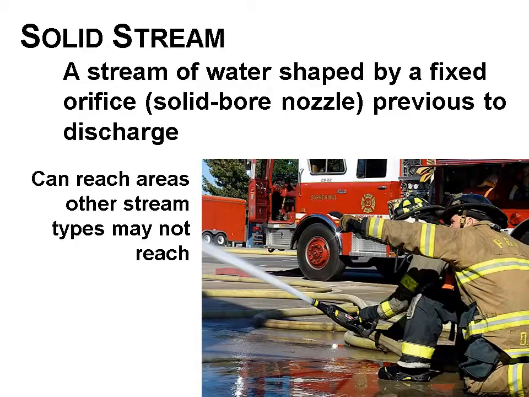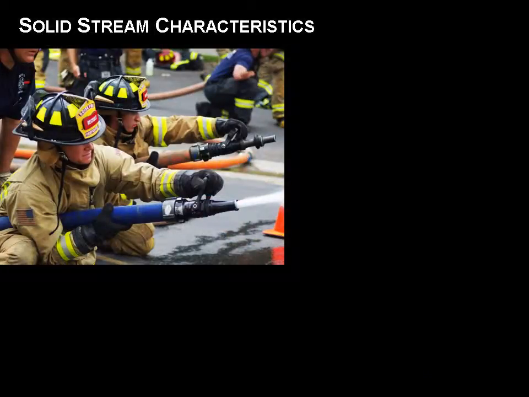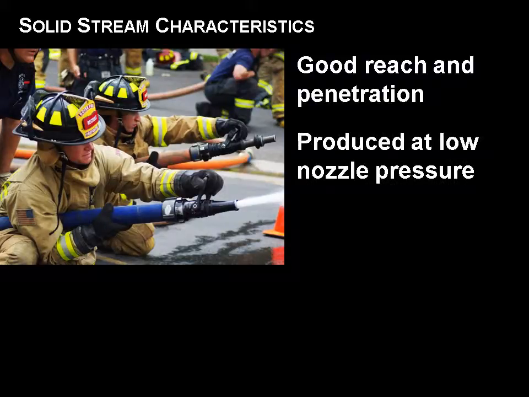They can reach areas other streams may not be able to reach. You get greater reach and penetration into a fire building. They can be affected by gravity, friction of the air, and wind. Characteristics: good reach and penetration, produces a low nozzle pressure, usually half what it takes to operate a combination or a fog nozzle.